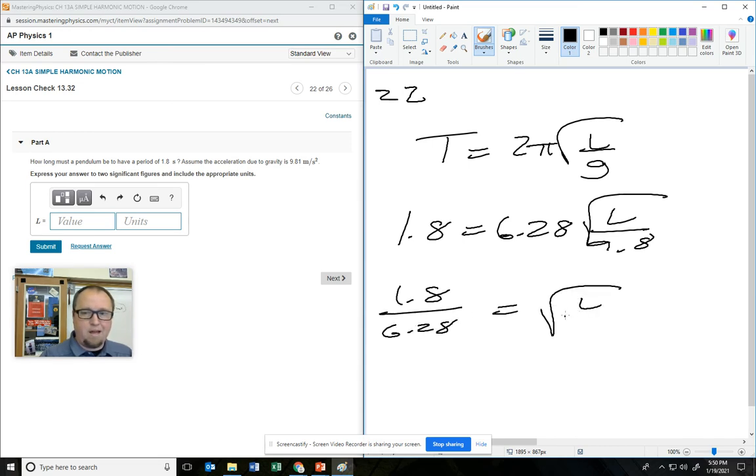Now you've got square root of L over 9.8. What do you got to do next? You got to square the whole thing. Okay, and then you have L over 9.8 equals some number. What do you do next?